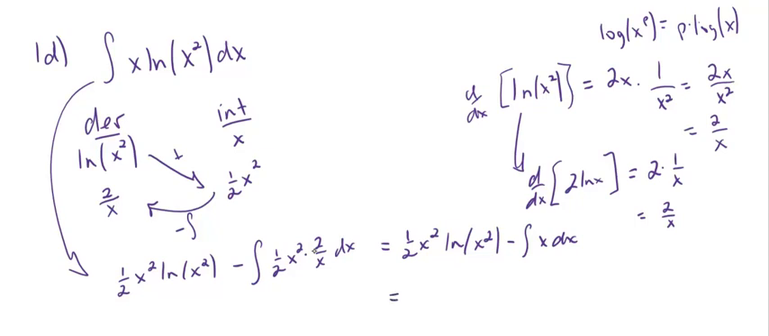And then my final answer is going to be 1/2 x squared ln of x squared minus, all right, integral of x dx, quick power rule, 1/2 x squared plus my c, and we're done.